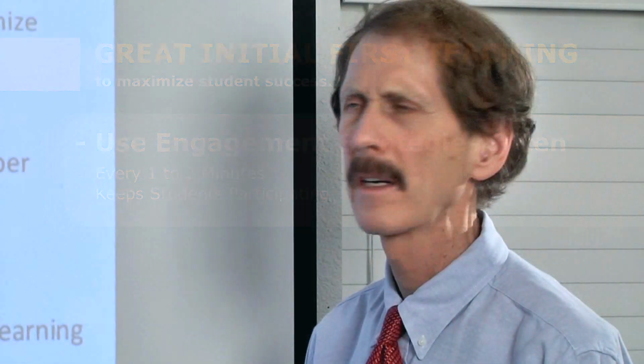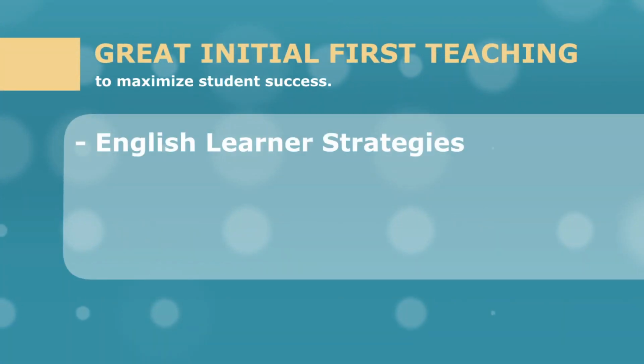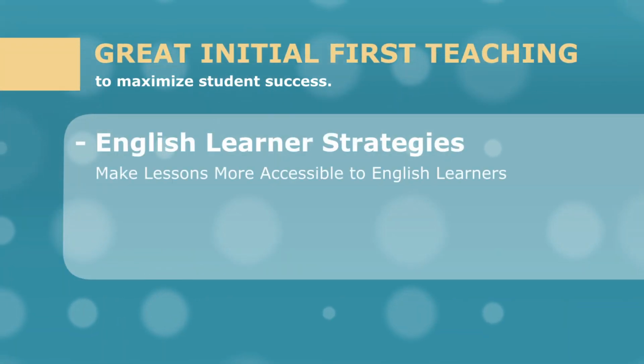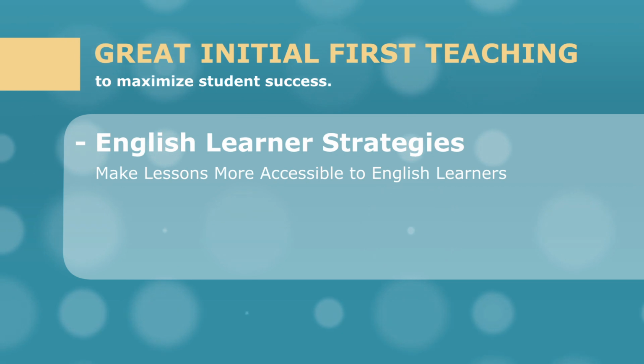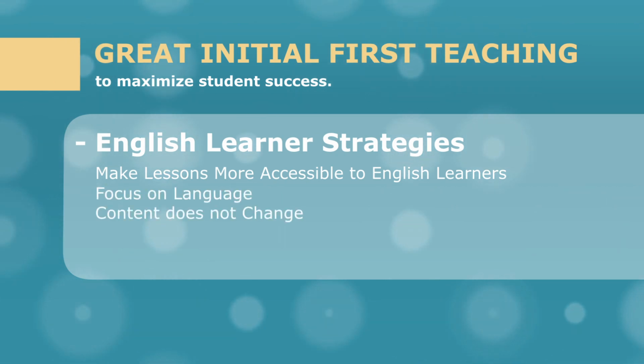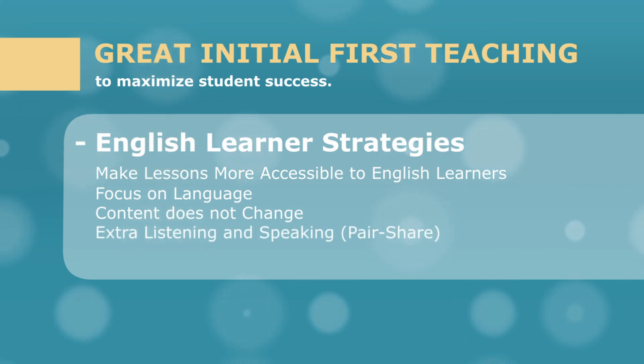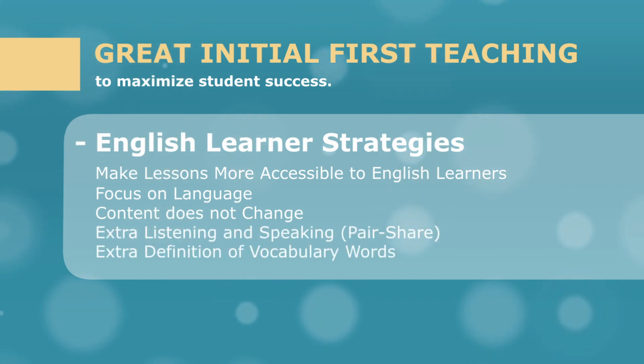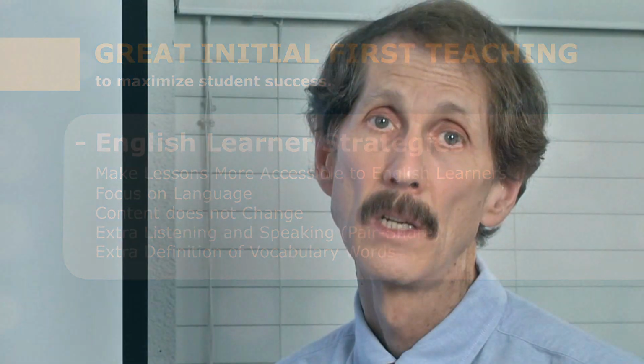Let's look at one more characteristic of great initial first teaching. English learner strategies. These are strategies you add to a lesson to make it more accessible for English learners. The focus is on language. The content does not change. It's the language part. You provide extra listening and speaking. Of course, pair shares is part of that.